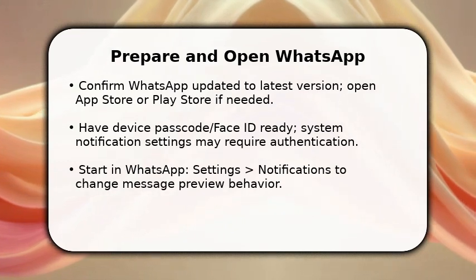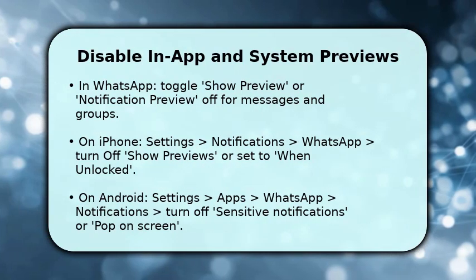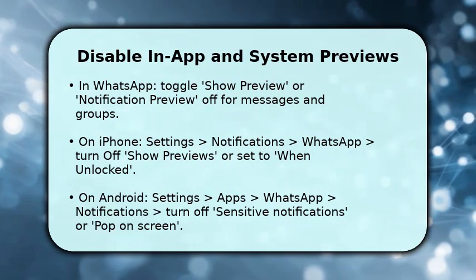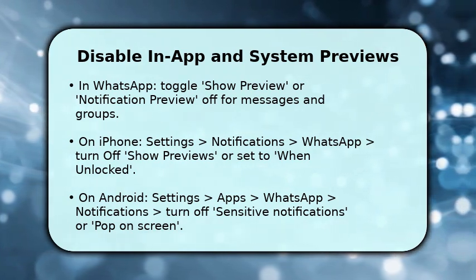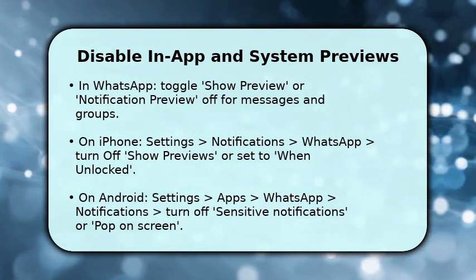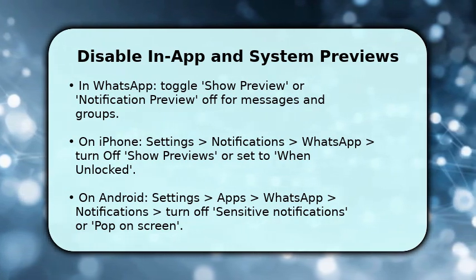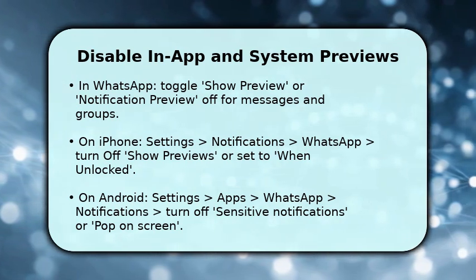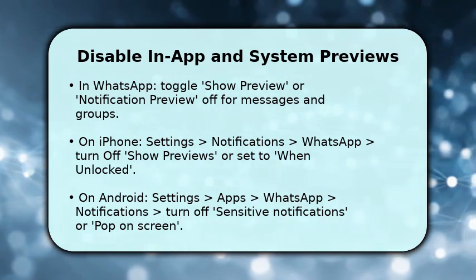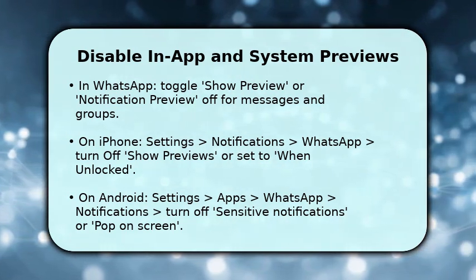Now you remove previews at both layers so nothing leaks on lock or banners. In WhatsApp, turn off any preview/notification text options for individual chats and groups. This stops content in-app. Next, adjust device settings. On iPhone, set show previews to never or when unlocked so content appears only after authentication. On Android, disable sensitive notifications and heads-up pop-ups for WhatsApp under App Notifications. These combine. Finish by testing.